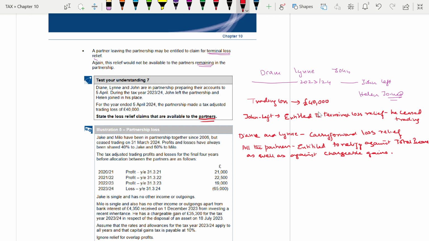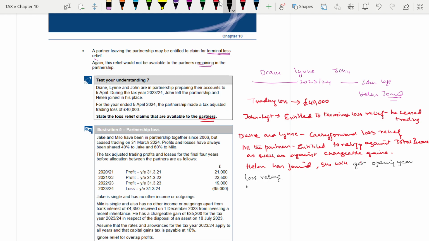chargeable gains. Now Helen has joined. She will get the opening year, special opening year loss relief. They get opening year loss relief, special opening year since he started.